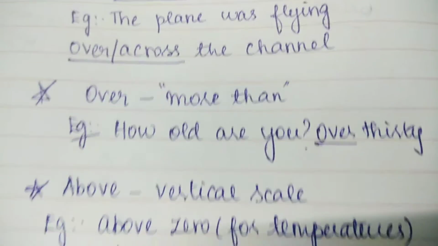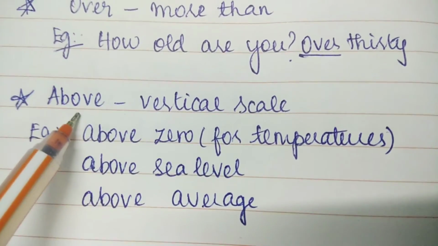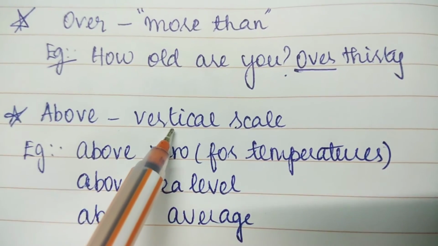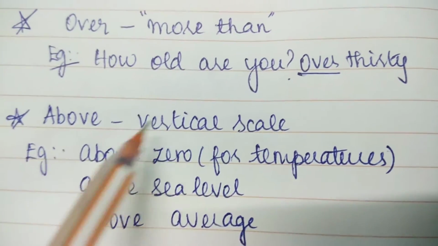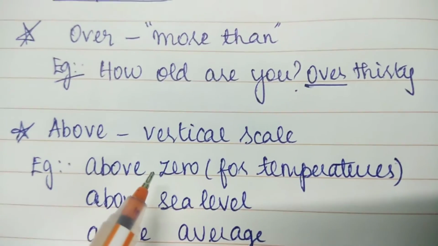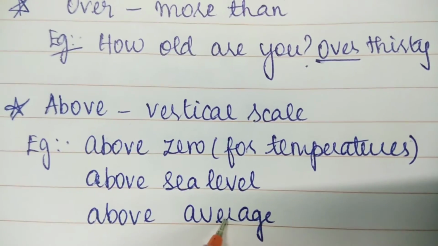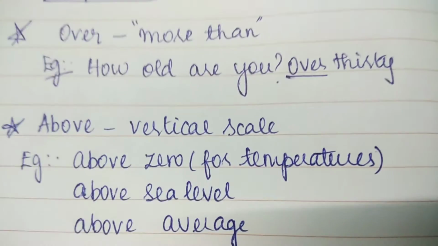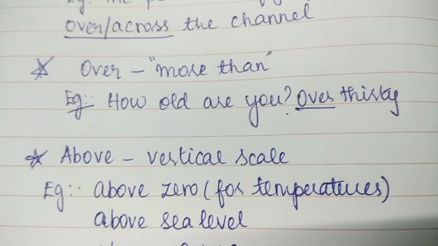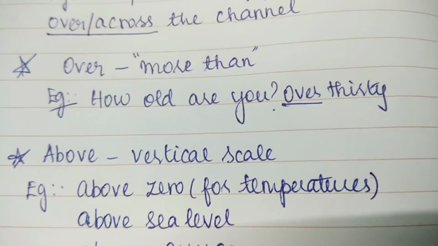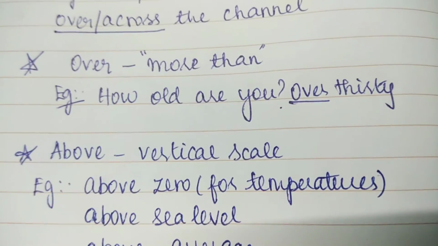Okay. So the next point is, we can use above when we are thinking of a vertical scale. Here you would have seen some sentences like above zero, above the sea level, above average. So these 5 key points are very important when you are using above and over in your day-to-day conversations.